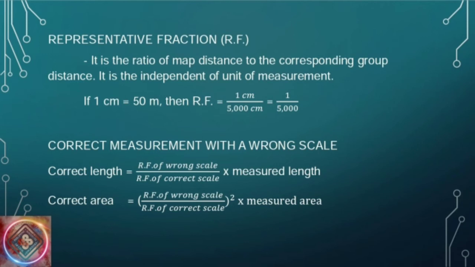We can also correct the measurement with a wrong scale. For the correct length, it will be RF of wrong scale over RF of correct scale multiplied to the measured length. For the correct area, it will be the square of RF of wrong scale over RF of correct scale multiplied to the measured area.